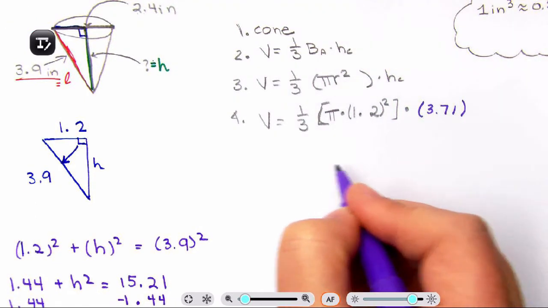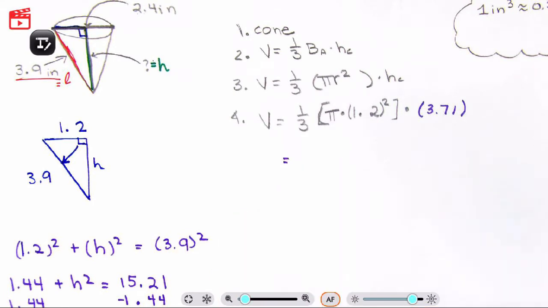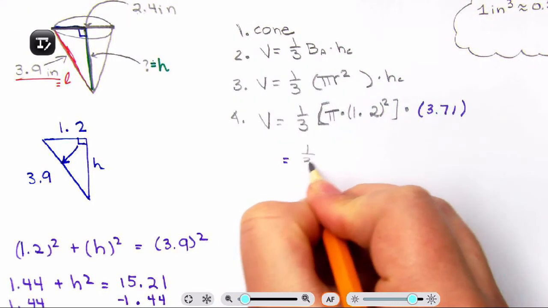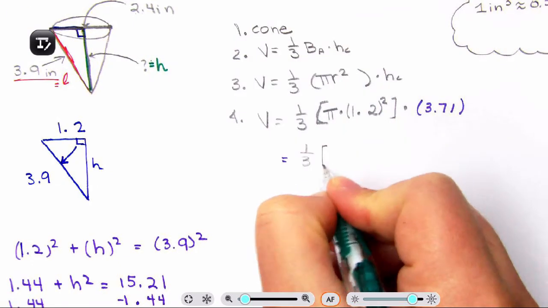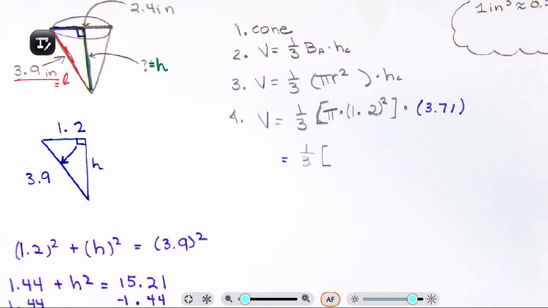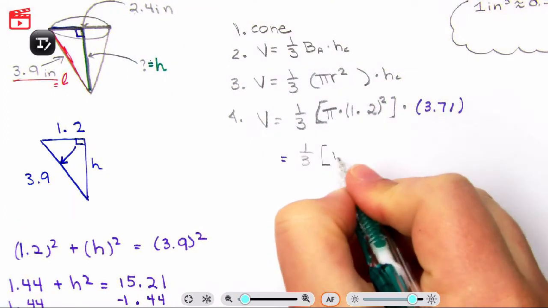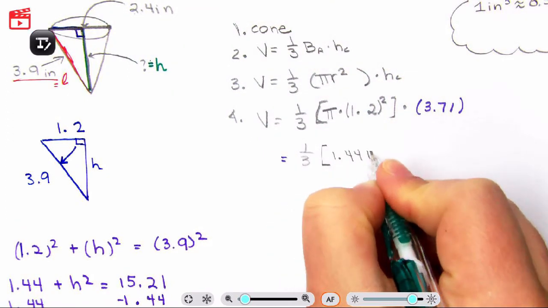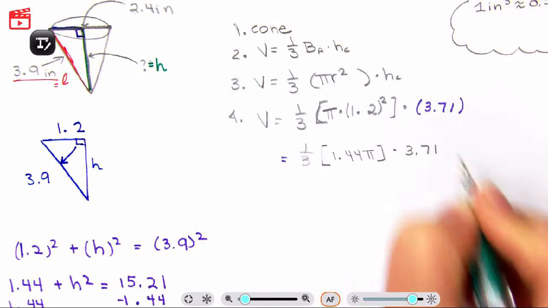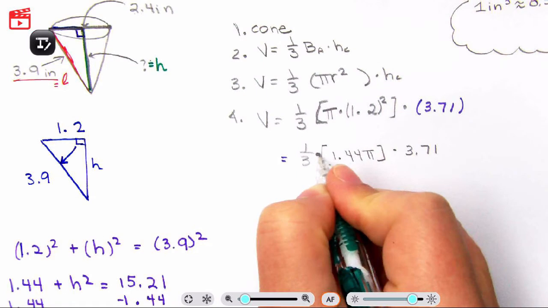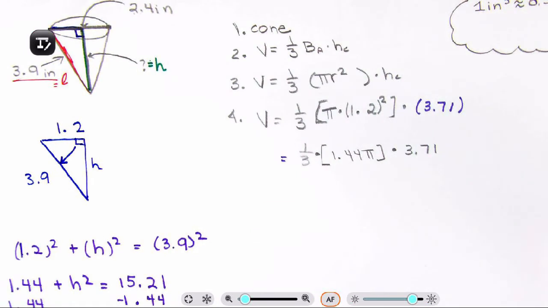So then just use your calculator and finish off the problem. So I have 1/3. Let's use a different pencil. I don't like that one. Times, what is 1.2 squared again? That is 1.44 pi. Again, times 3.71. Here's the thing, this is all multiplication. In a previous video, I said don't combine if it's addition or subtraction. You can combine pi if it's multiplication.